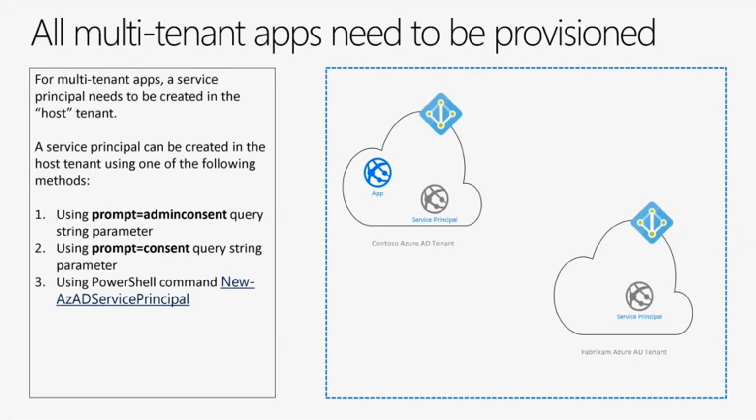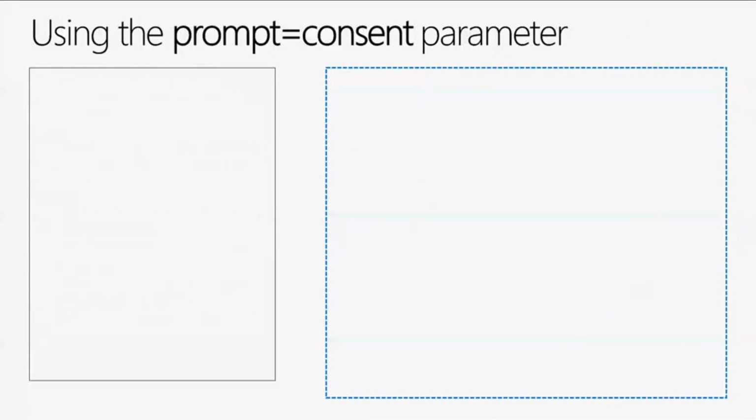The third option, which is also quite popular and is preferred by a lot of tenant administrators, is to simply use the PowerShell command that we have provided, called New-AzureADServicePrincipal. Or if you want to do this in a more programmatic way, you would use the admin consent endpoint that we have developed and provided to you. So let's discuss all these four options in a bit more detail.